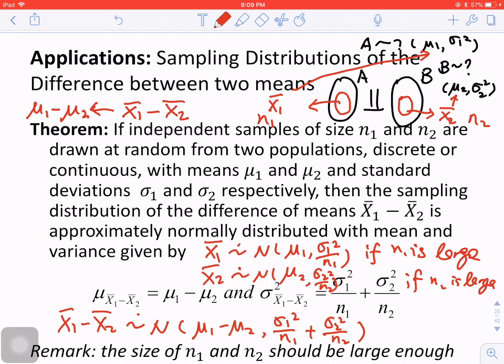I'm not going to ask you to prove that this one still follows a normal distribution. Intuitively, it should follow a normal distribution. But what I would like you to do is to prove that the expectation of this one and the variance of this one are equal to mu1 minus mu2 and this one, respectively. Okay, you do this by yourself.